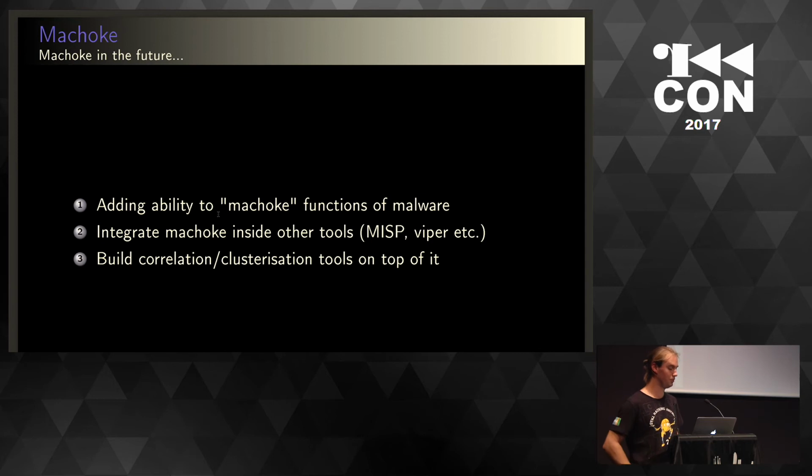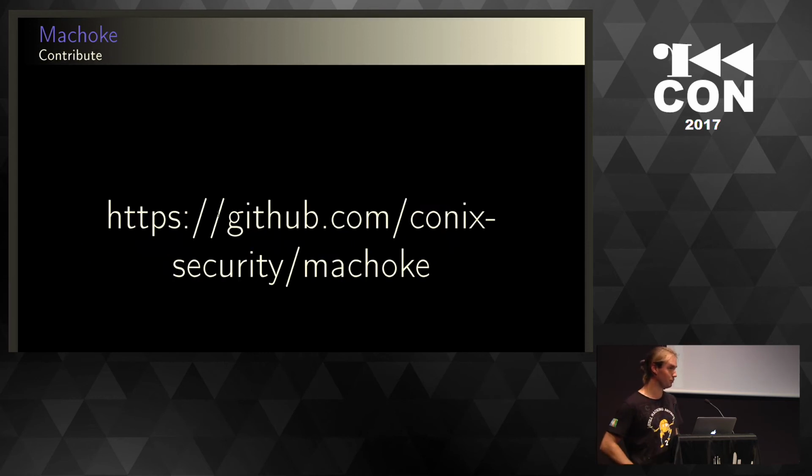In the future, we plan to add the ability to perform a Machoke hash for functions only of malware. Actually, we are only performing Machoke hash for the whole sample. We probably will do it for a function as well. And we will mainly try to integrate Machoke inside other tools, mostly MISP and Viper. And if we can do it, build a correlation and clusterization tool on top of it. The code is not yet public. We suffered a little delay, so it's going to be public within a few days at this address.